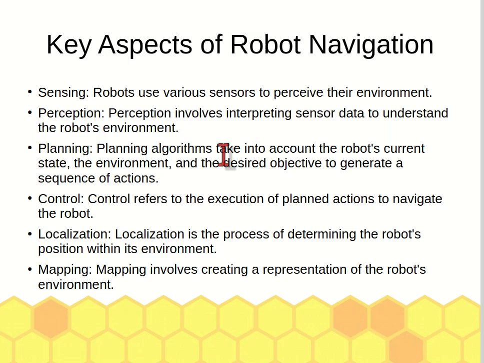the control is the execution of the action to navigate. And localization is the process of determining the position of the robot within its environment, and mapping is the representation of the environment. So you have the localization and the mapping. Localization means determining the position of the robot. Mapping is the representation of the environment.